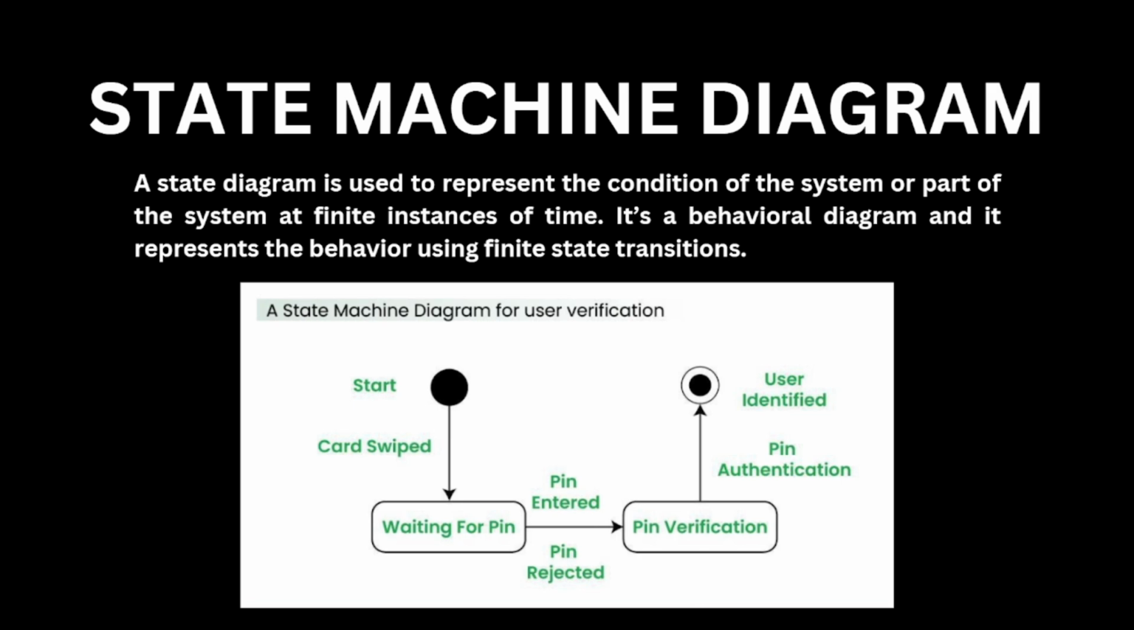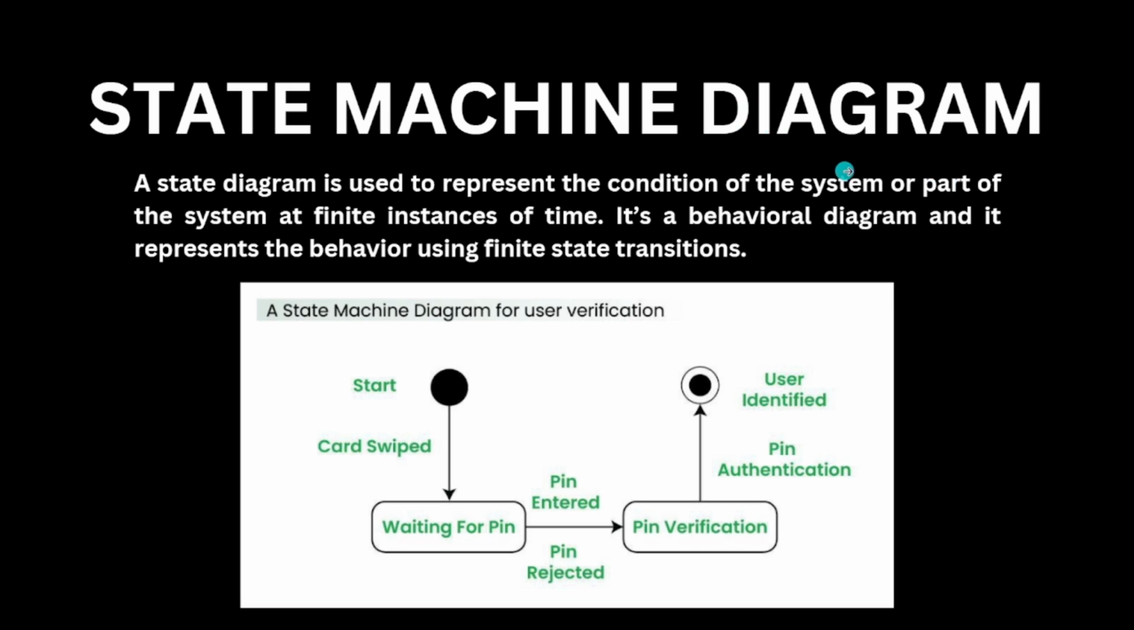And next, state machine diagram. A state diagram is used to represent the condition of the system or part of the system at finite instances of time. It's a behavioral diagram and it represents the behavior using finite state transitions.